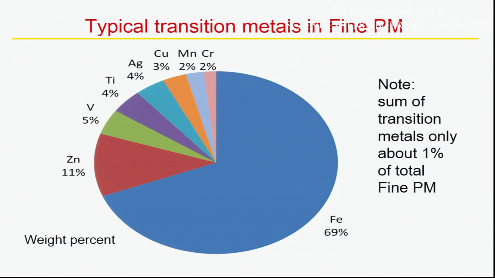Actually, if we sum all the transition metals found in indoor fine PM, they sum to about 1% of the pie by weight. And yet we want to pay attention to them because evidence suggests that the water-soluble TMs have a disproportionate effect on human health. So in terms of the transition metals, they're dominated by iron. Almost 70% of this 1% is iron. Zinc, about 10%. And then lesser amounts of vanadium, titanium, silver, copper, manganese, chromium.